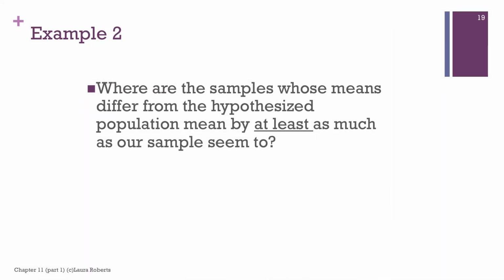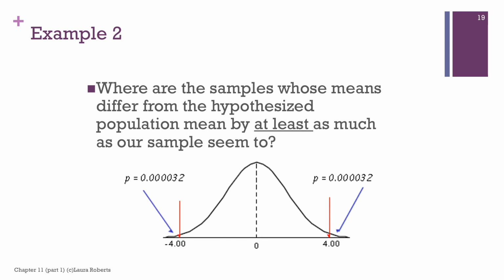Where are the samples whose means differ from the hypothesized population by at least as much as our sample seems to? So we answer this question by consulting our z-score table from a few lessons back to find the proportion of sample means in these extreme ends of the distribution. And the proportions are 0.000032 at the low end and 0.000032 at the high end.